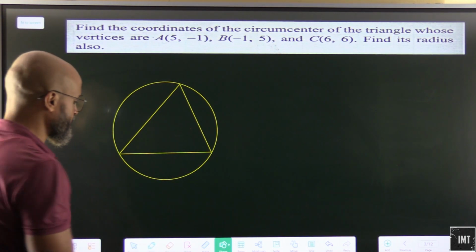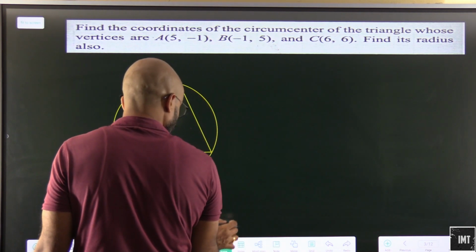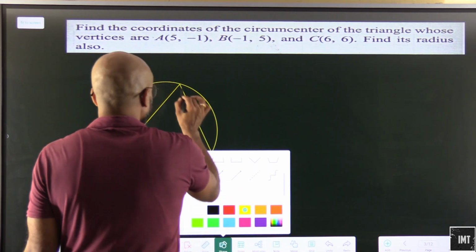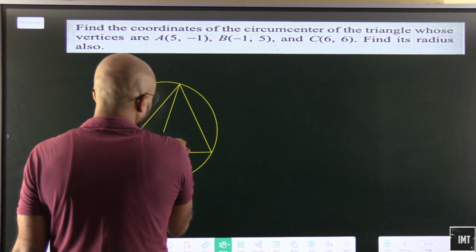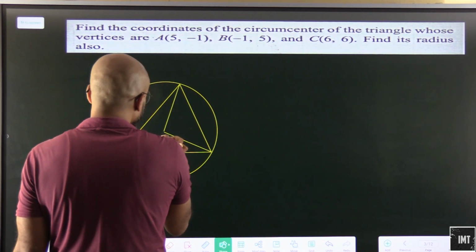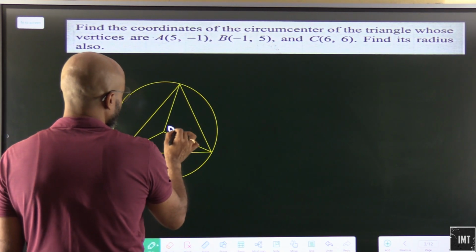Okay, so this is basically a triangle, and let's say we have joined the center to all the vertices. Okay, we have joined the center, so it's an easy problem.